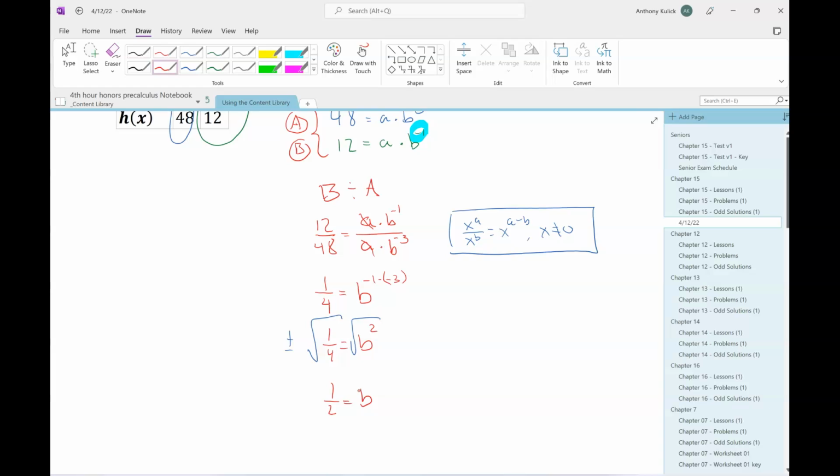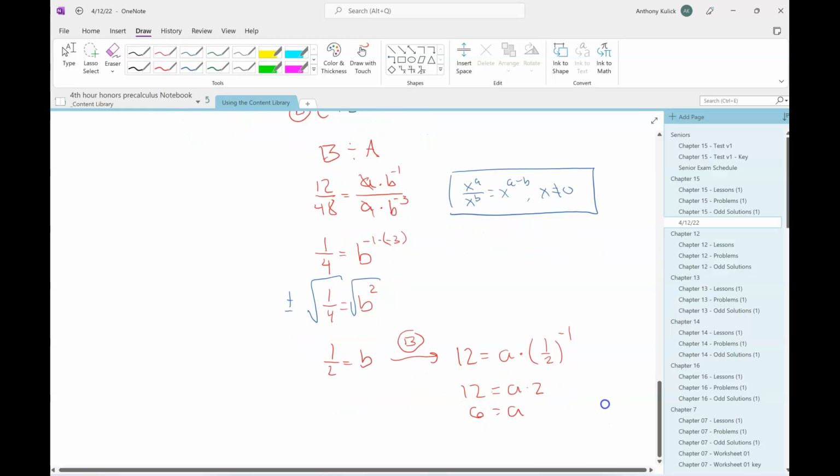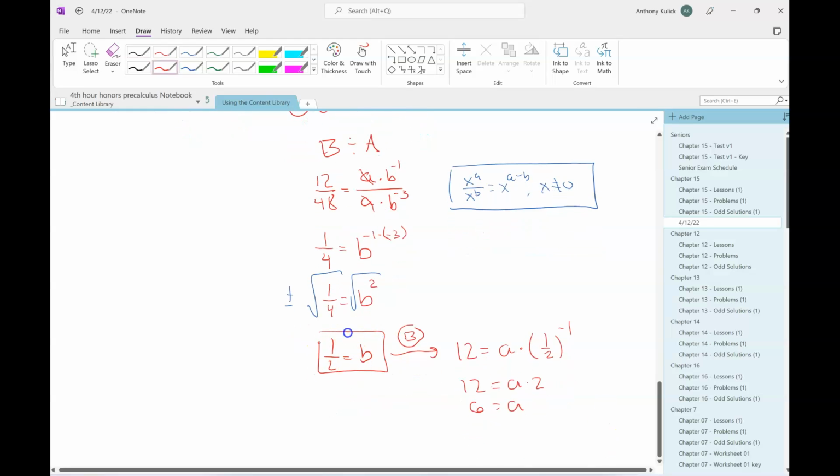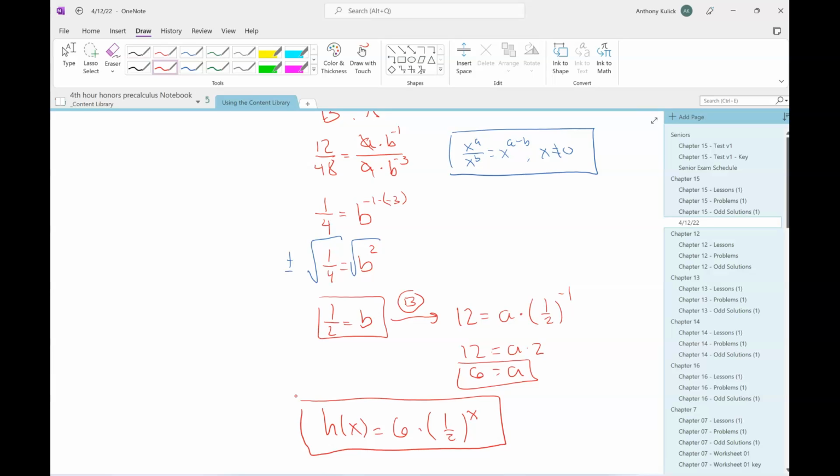Sweet! What am I going to do now to get a? Plug that value of b back into either equation a or b. I'm going to choose to plug it into b. What letter is this? This was H, I think. How's that feel? A little bit trickier than the previous example, but it's still not so bad, right?